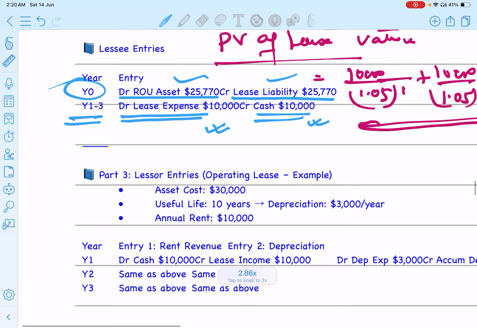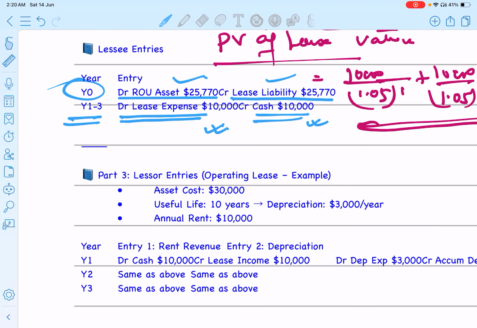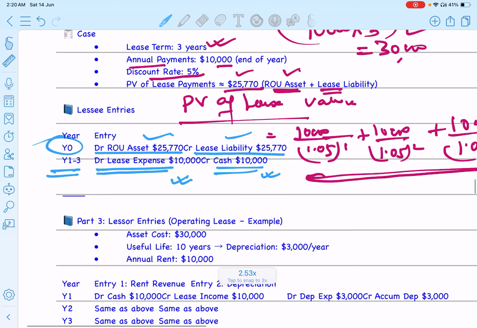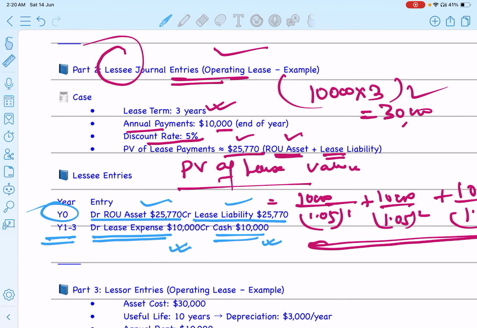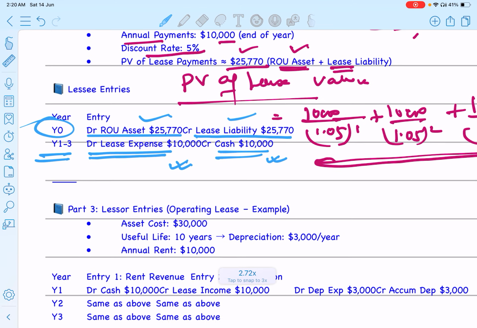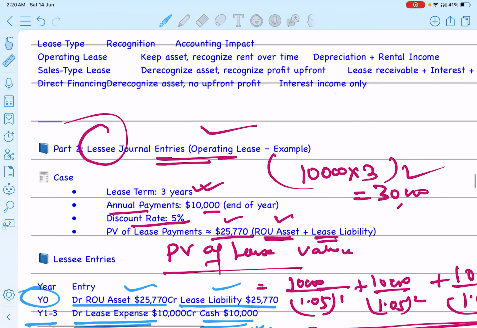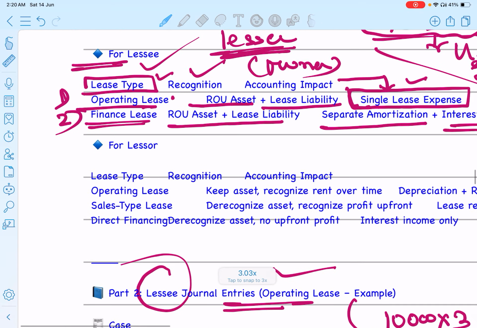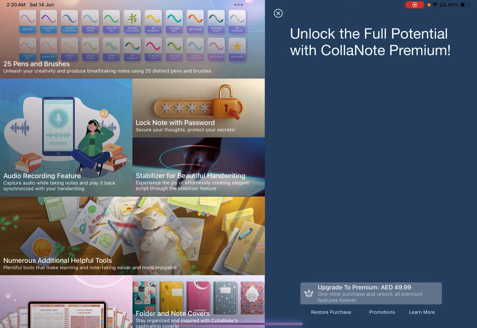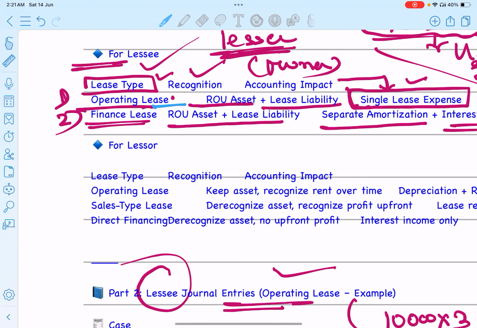So these are the entries. This is the case of the operating lease. Before moving forward, we will try to understand the lessor's book. Until now, I have discussed the operating lease in the book of the lessee, and now moving to the book of the lessor.